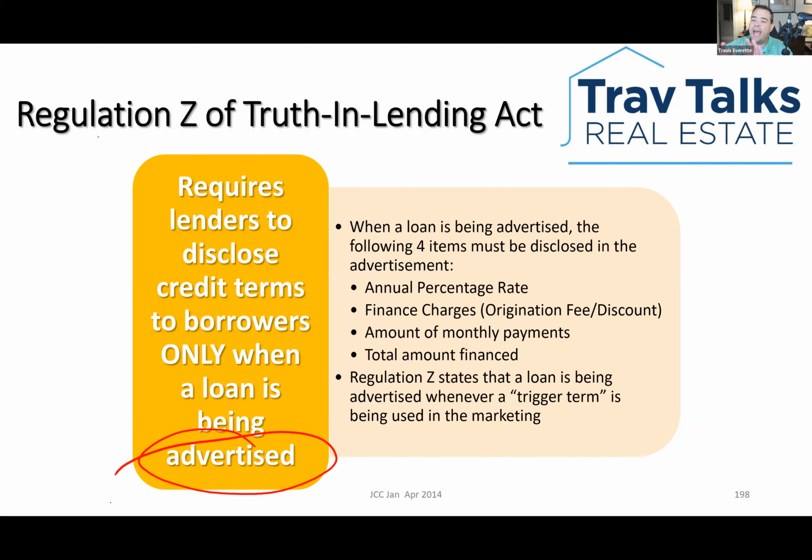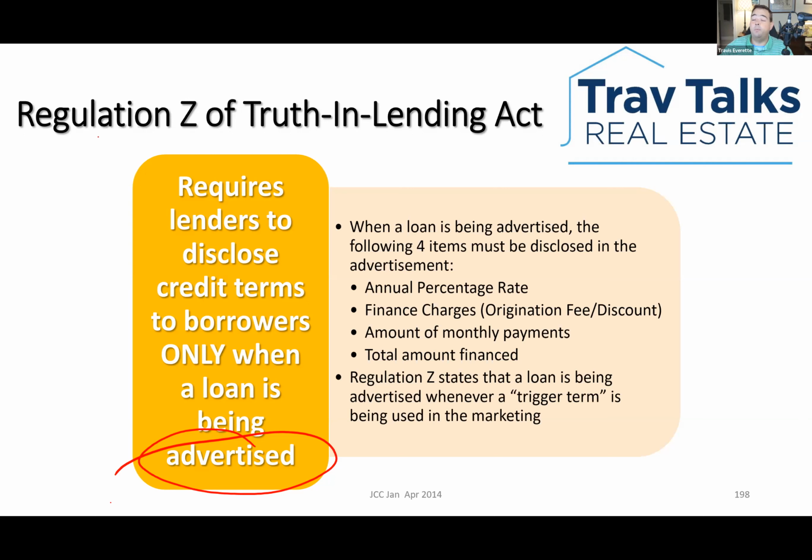Do lenders advertise loans to try to get people to apply for them? Yes. So Regulation Z is actually applying to lenders when you don't even apply for a loan, when they're just doing what with a loan? Advertising that they might give you a loan. Regulation Z says that if a lender is advertising a specific loan, not just that we'll give you loans, we're going to talk about what makes it a specific loan here in a second, but if you're advertising a specific loan, then you have to be very specific about all of the terms of that loan.